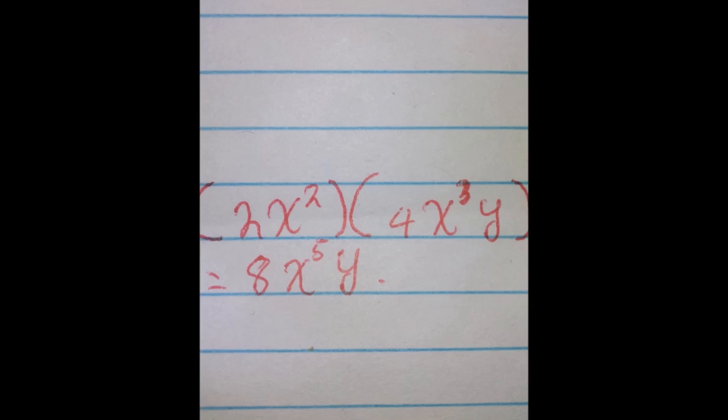And then after that, we can move to the x's. All we have to do is add the exponents. So all we have to do is 2 plus 3, which is 5. So that'd be 8x exponent 5. And since we only have one y, there's nothing to add to that. So we bring the y down, which would give us 8x exponent 5y.